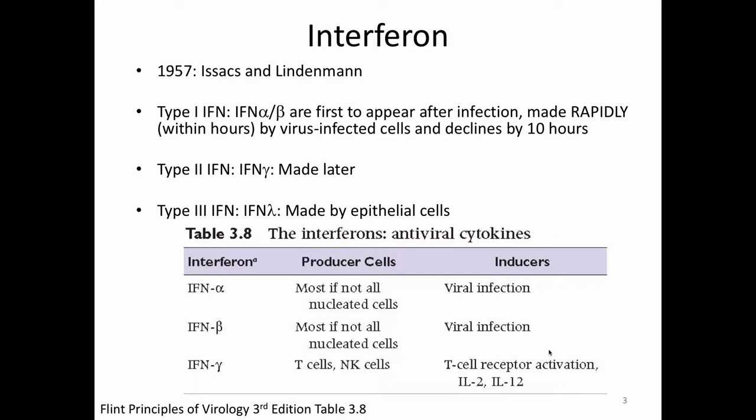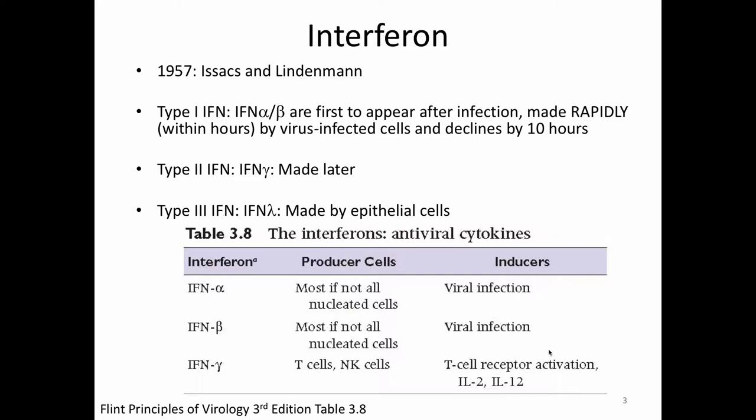Our type 1 interferons, alpha and beta, are the first ones to appear after infection. And they're made very rapidly. We're talking a small number of hours after infection. In fact, they are usually going down by 10 hours after infection, if that infection is not really replicating out a long time and further pushing interferon production. So interferons are really made quickly and briefly.